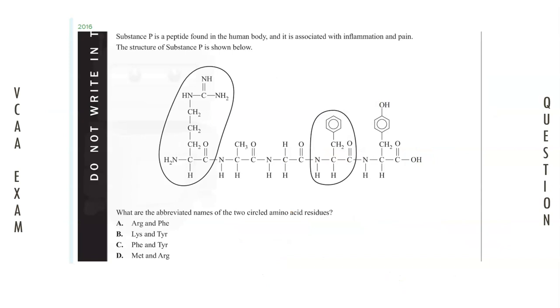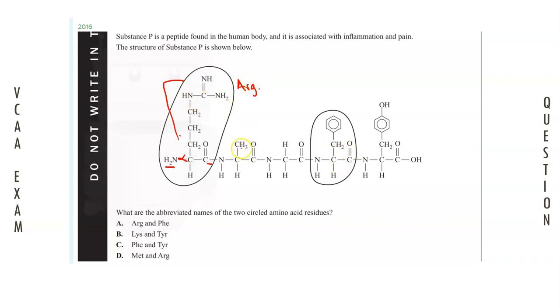Again, another type of question. This is a VCAA exam question. We can see that we have a polypeptide. We're told that it's associated with inflammation. And then we're asked to write the abbreviated names, i.e. the 3-letter code, for the 2 circled amino acids. If we have a look here, we have our NH2 and our CO making this our alpha carbon. So this will be our side chain. We have a long side chain with the 2 amino groups up here. This is going to be arginine.